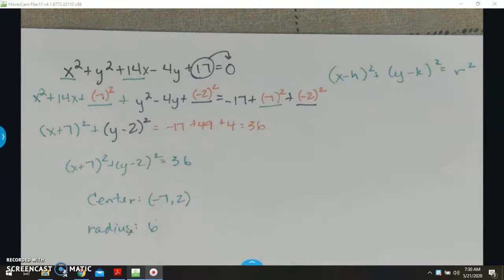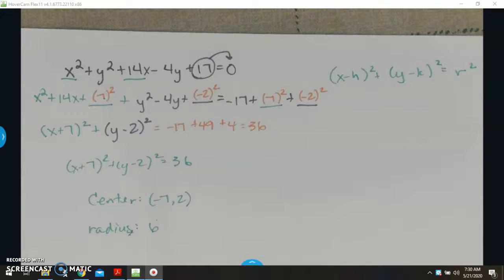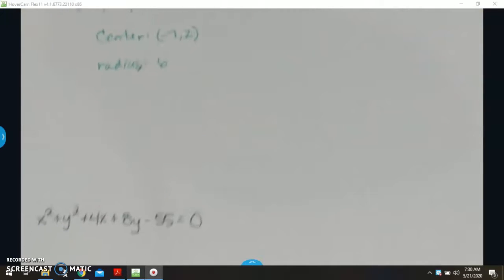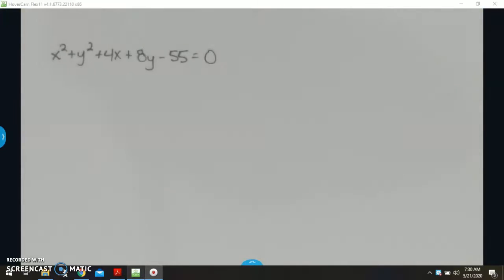Now, do I expect you to get this with the first example? No, I don't expect you to get this with the first example. However, I do want you to practice it, and this will benefit you with completing the square once you move on to Algebra 2. Okay. Here's our next example.